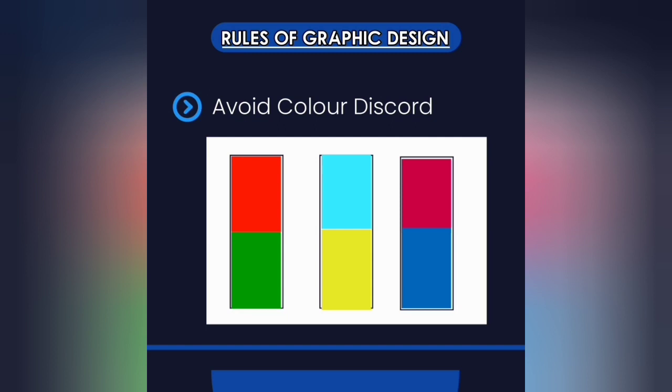Next, avoid color discord. Here you should be sure you don't use colors that are too distracting. It takes people away from the actual message. So to avoid color discord, you need to understand the color palette and color theory. And also look at past use of color and see what works. Look at other people's designs and see their use of color and how it works.